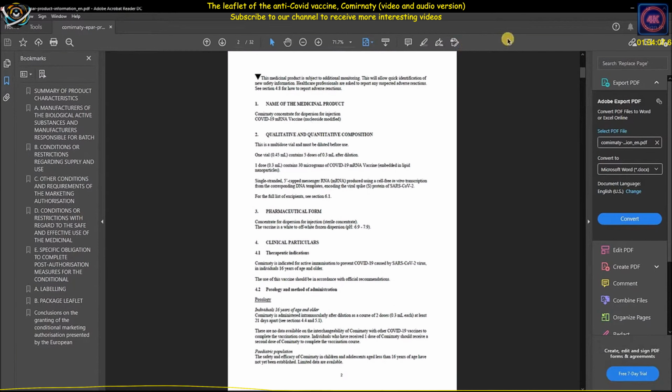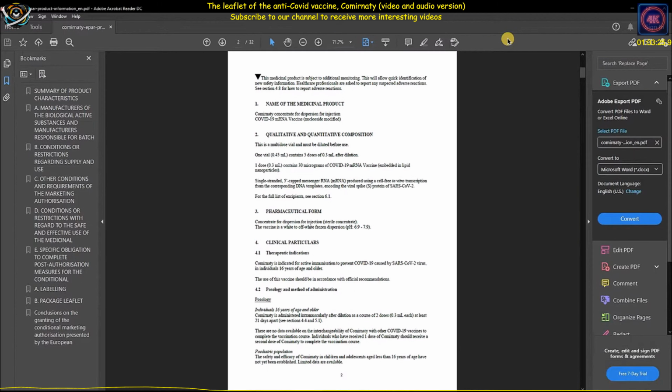4. Clinical particulars. 4.1 Therapeutic indications. Comirnaty is indicated for active immunization to prevent COVID-19 caused by SARS-CoV-2 virus, in individuals 16 years of age and older. The use of this vaccine should be in accordance with official recommendations. 4.2 Posology and method of administration. Posology. Individuals 16 years of age and older. Comirnaty is administered intramuscularly after dilution as a course of 2 doses, 0.3 ml each, at least 21 days apart, see Sections 4.4 and 5.1.